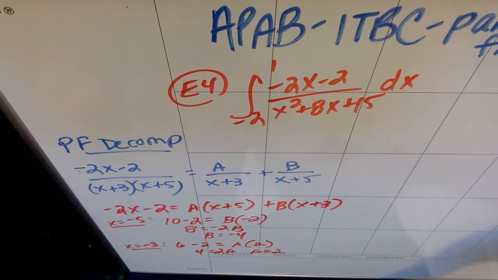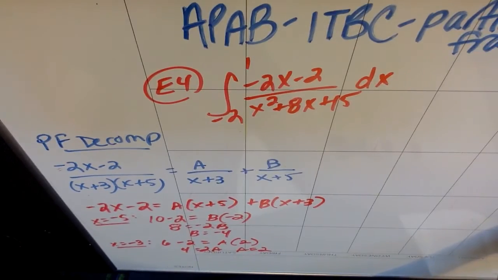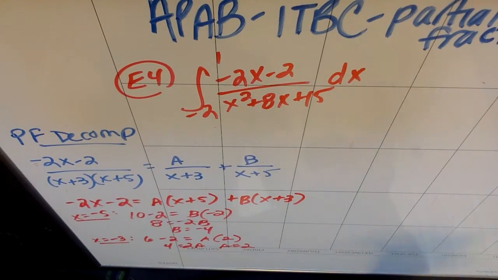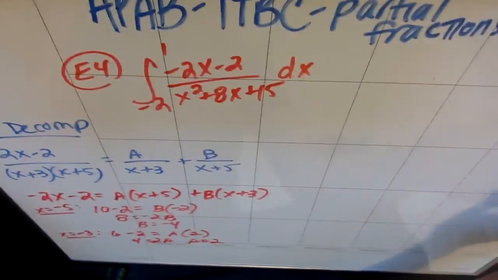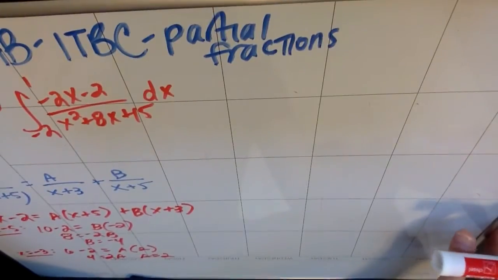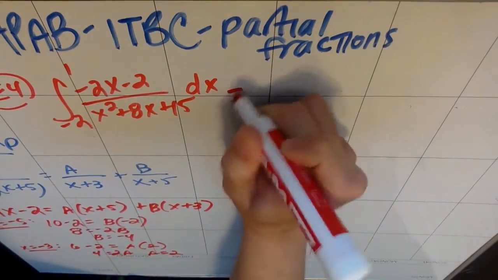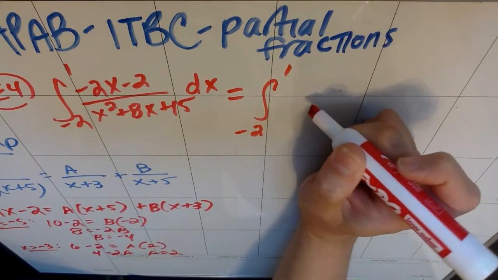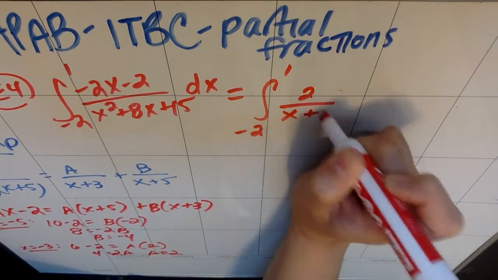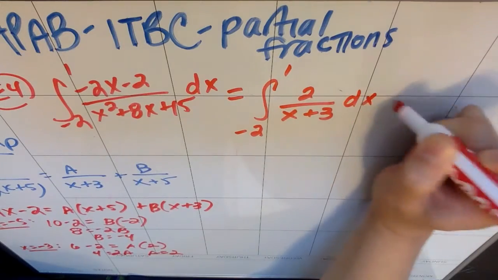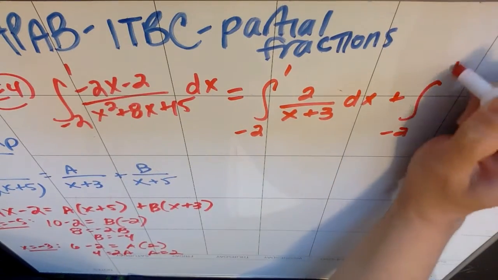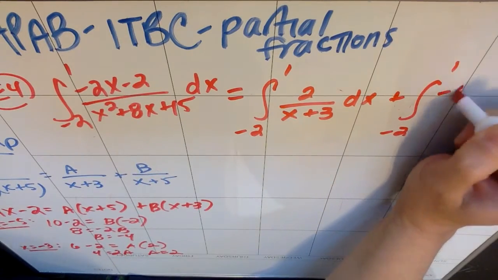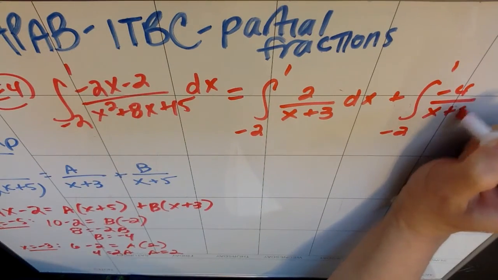So the trick here is that the only hard part is the non-calc, right? The pre-calc is most of the work. So if we slide this back over here, sorry, that was an aggressive slide, I'm going to get the integral from negative 2 to 1 of my A, which is 2 over x plus 3, with respect to x, plus the integral from negative 2 to 1 of my B, which was negative 4 over x plus 5 dx.